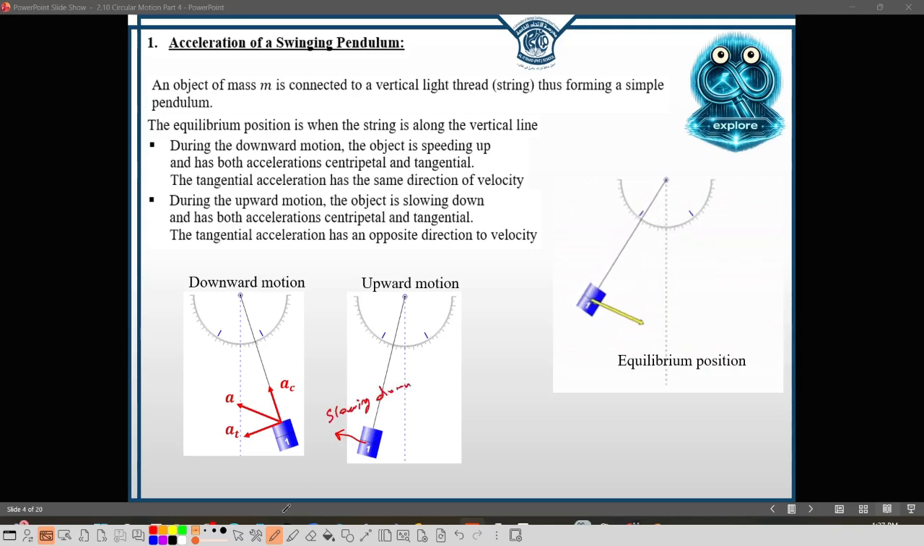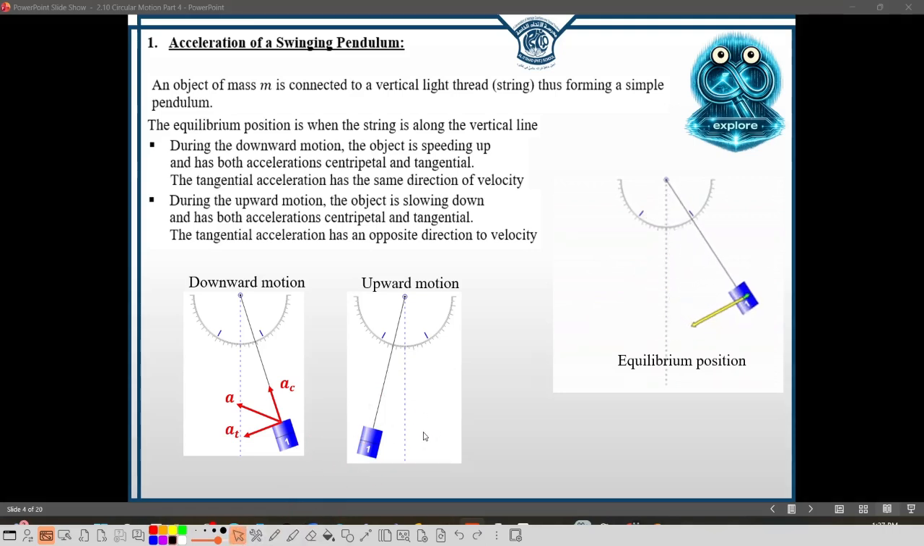To slow down the object, we will need to apply the tangential acceleration, and the direction of the tangential acceleration should be opposite to the direction of the velocity, so it will be acting in the opposite way. However, the centripetal acceleration will always be toward the center. And as a result, the net acceleration will be acting in this way.